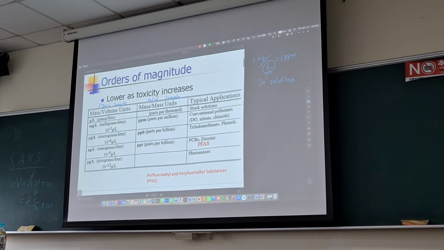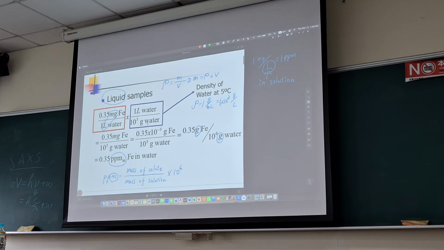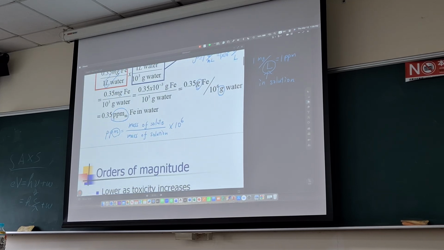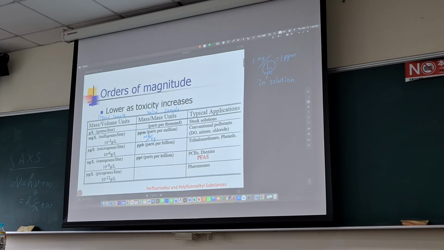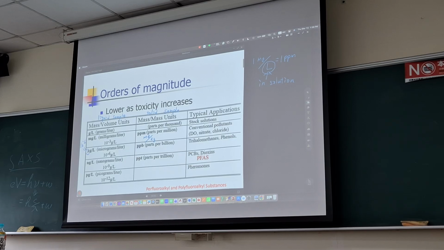And so milligram per liter, or milligram per kilogram, as I showed you here, equals ppm. Microgram, the micro here, equals 10 to the power minus 6. So micrograms per kilogram equals ppb.